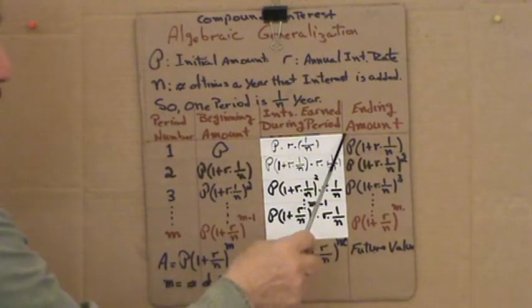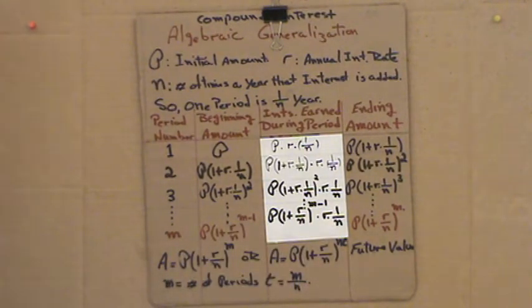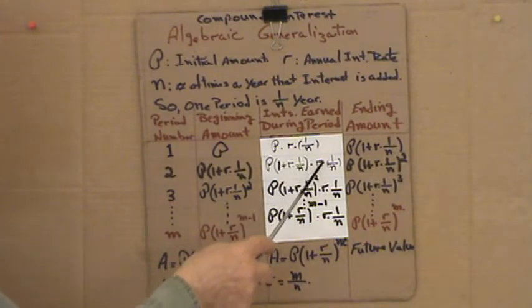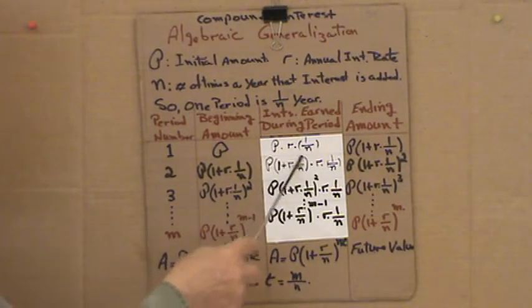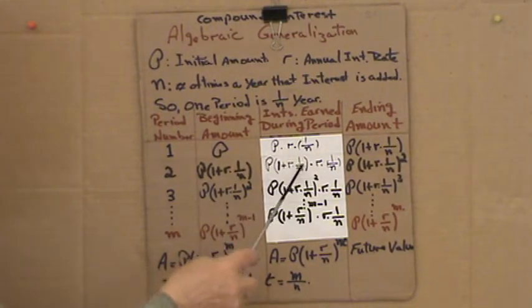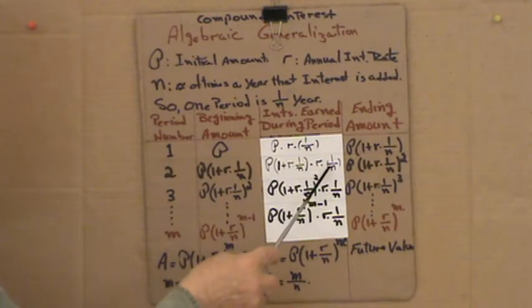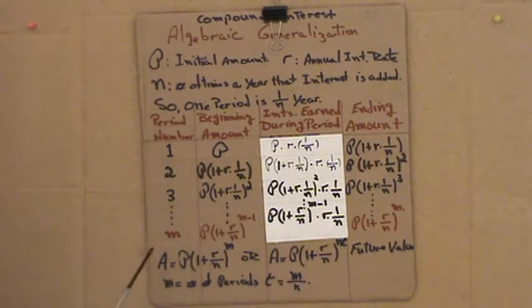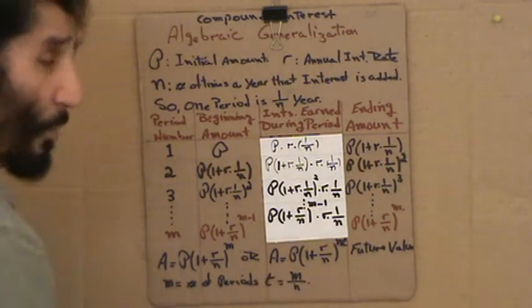Now, this becomes your what? This becomes your new principal. So here it is, your new principal. The interest that you earn is what? Principal times rate times time. This is your principal, you see that? Principal times rate times time. 1 over n is time. And when you do algebraic manipulation and simplify, you end up with this formula.